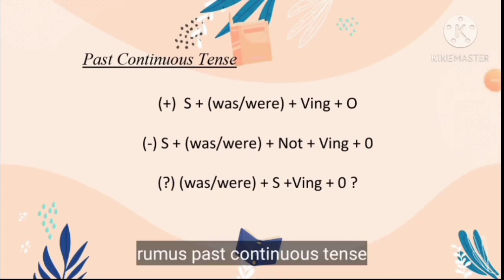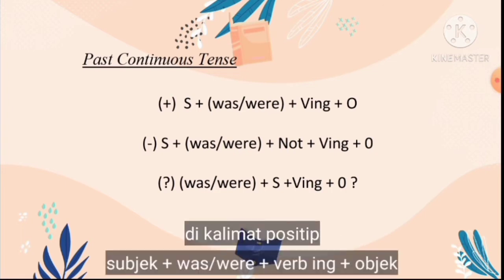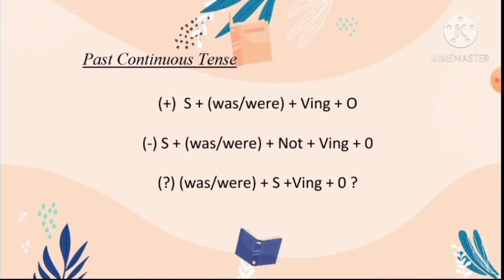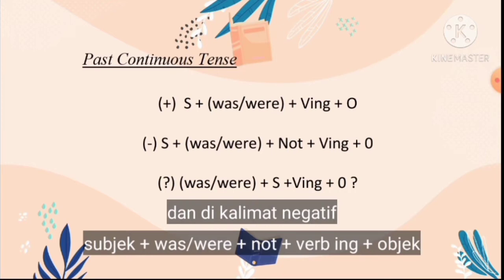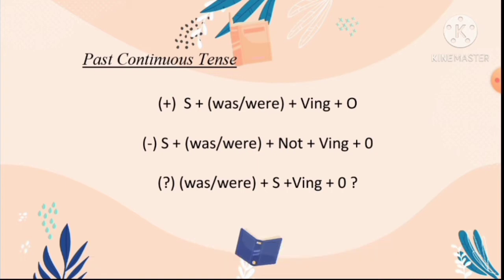Formula of past continuous tense. In positive, subject plus was or were plus verb-ing plus object. In negative, subject plus was or were plus not plus verb-ing plus object. In interrogative, was or were plus subject plus verb-ing plus object.